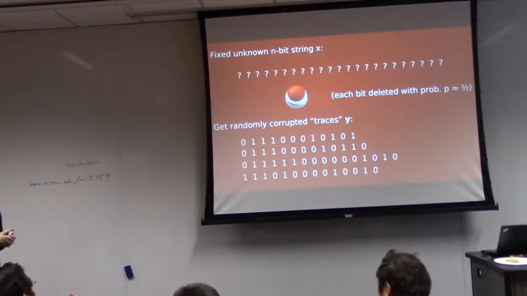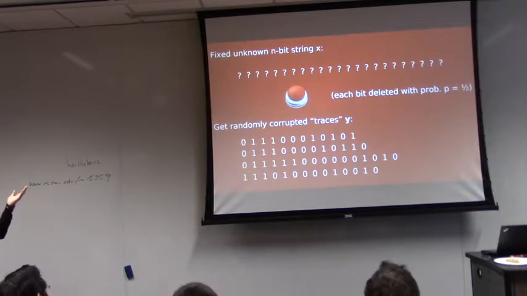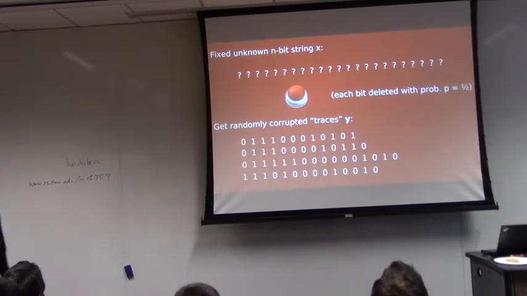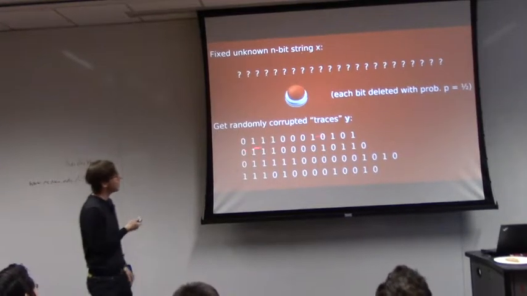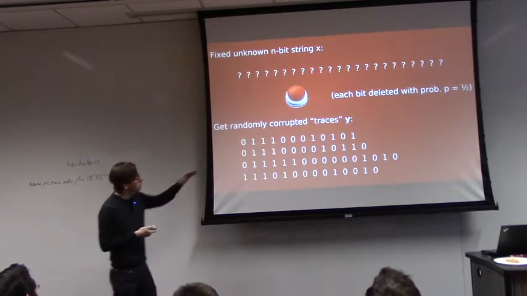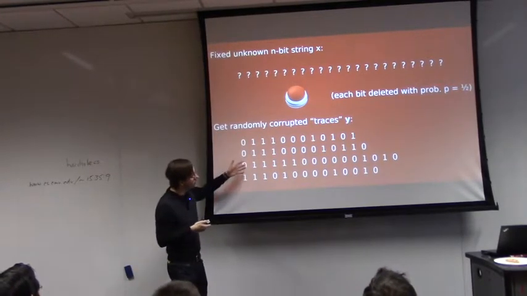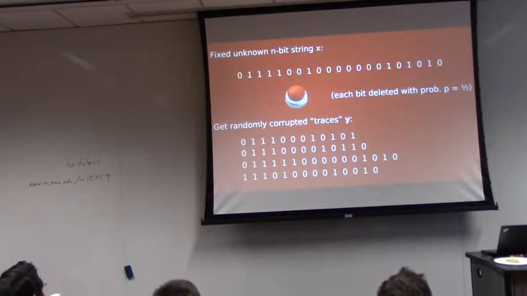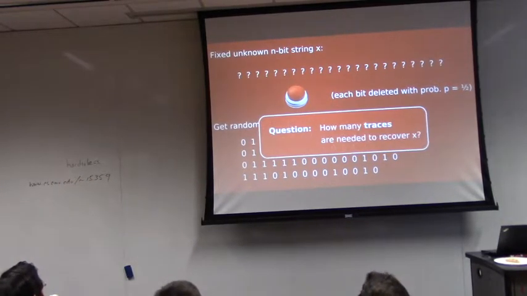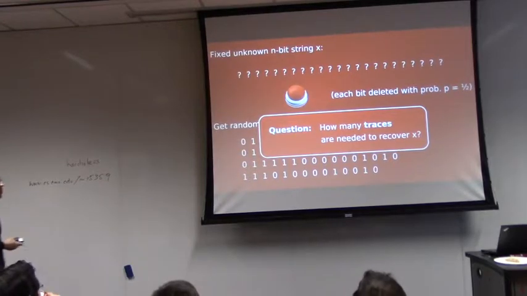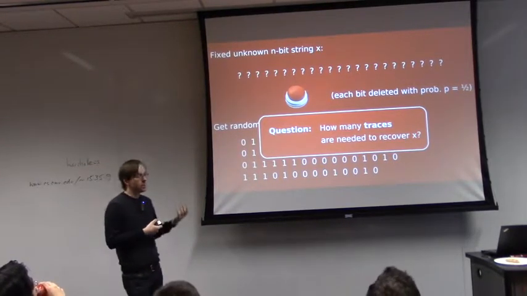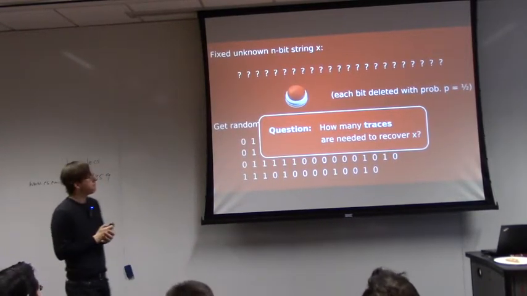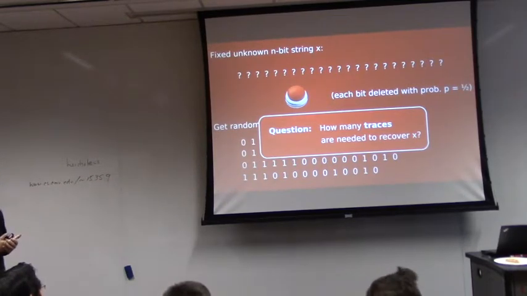Okay, so does anybody remember what x was? No, right? So it's not so easy. Somehow it's some super string of all these things that's consistent with all these traces. That's what you have to figure out. And the main question we want to know is, how many traces do you need to recover x with high probability? Is n known? Yeah, let's say n is known.